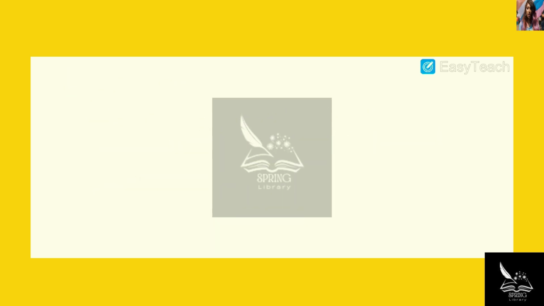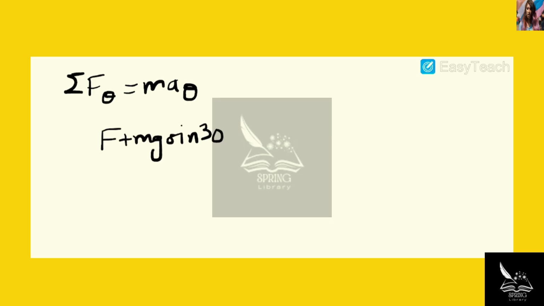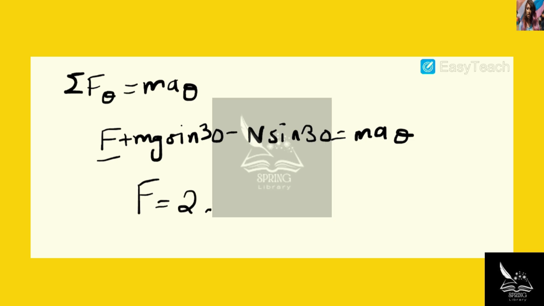Similarly, we can do our free body diagram and apply Newton's second law in the theta direction and say that this is equal to m times a_theta. And this gives us F plus mg sine 30 minus N sine 30 is equal to m times a_theta. Isolating F gives us that F is equal to 2.93 newtons, and that is our final answer.